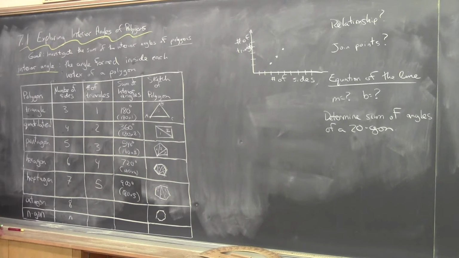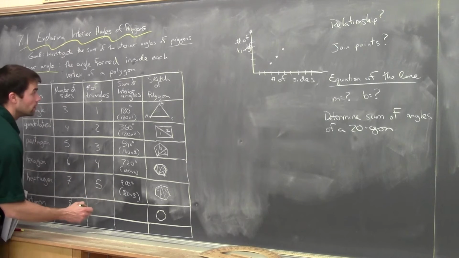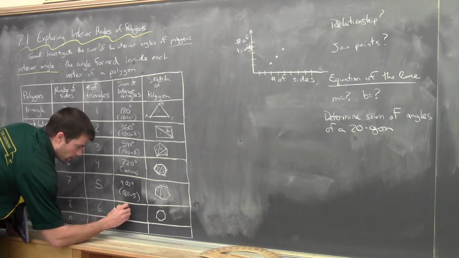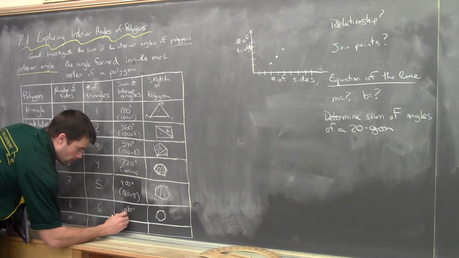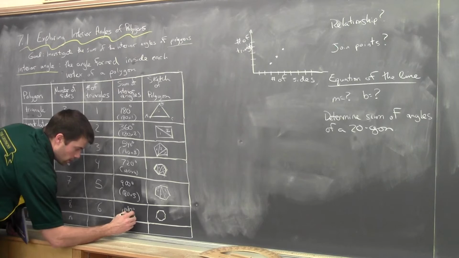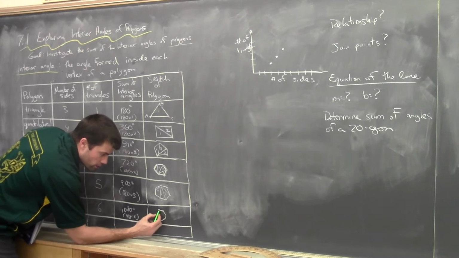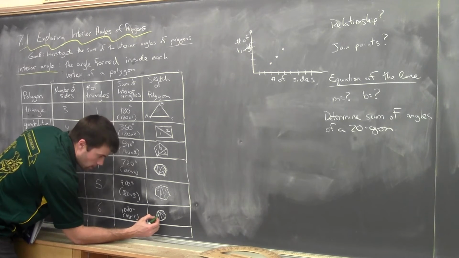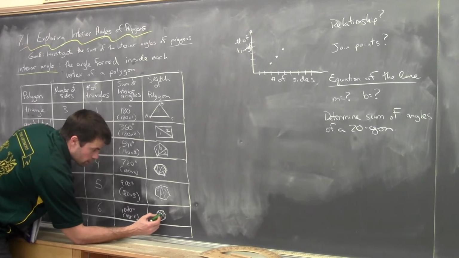Octagon, we know, has 8 sides. It looks like a stop sign. It's going to have 6 triangles inside, and we're going to be at 1080. Drawing to opposing vertexes: 1, 2, 3, 4, 5, 6.